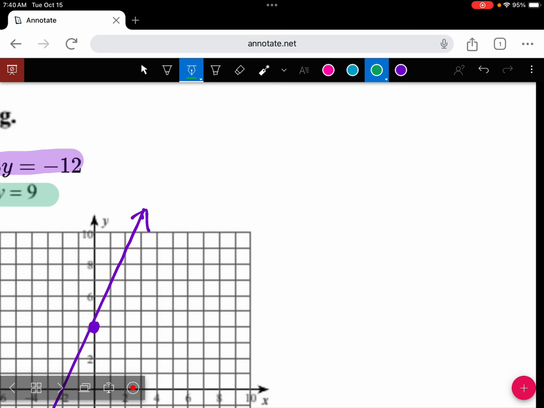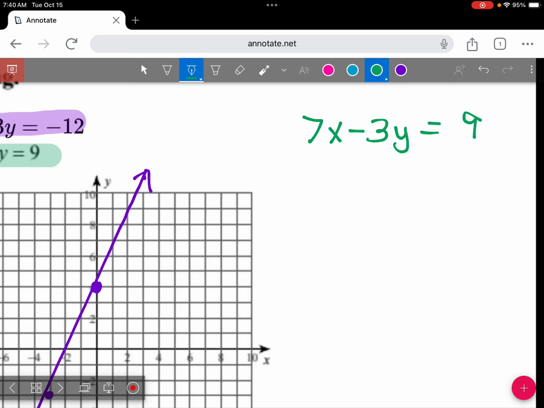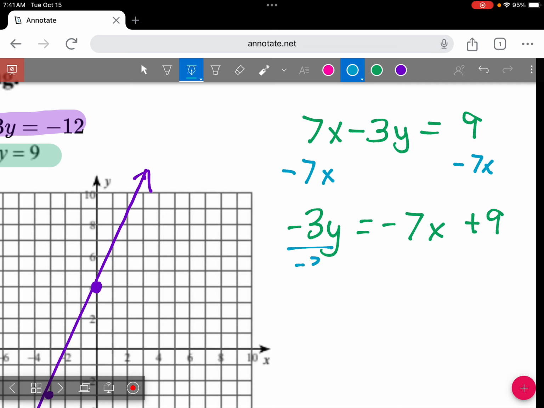I wonder what that means. Huh? It's parallel. All right, so we wind up with the same kind of process. We still want to get those x's away, so I'm going to subtract that 7x again to get our minus 3y equals our minus 7x plus 9. And again, it's the same process as on the other one. I need to get rid of that negative 3, so we're going to divide everybody by negative 3.